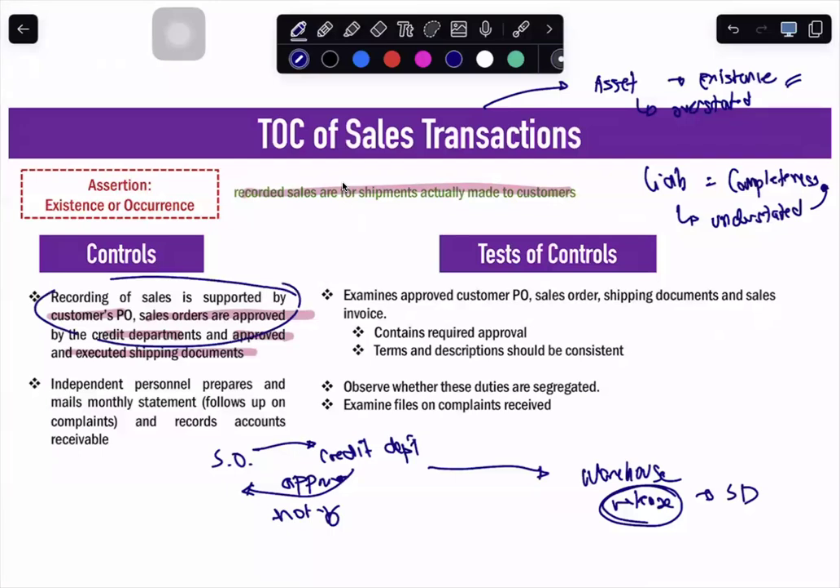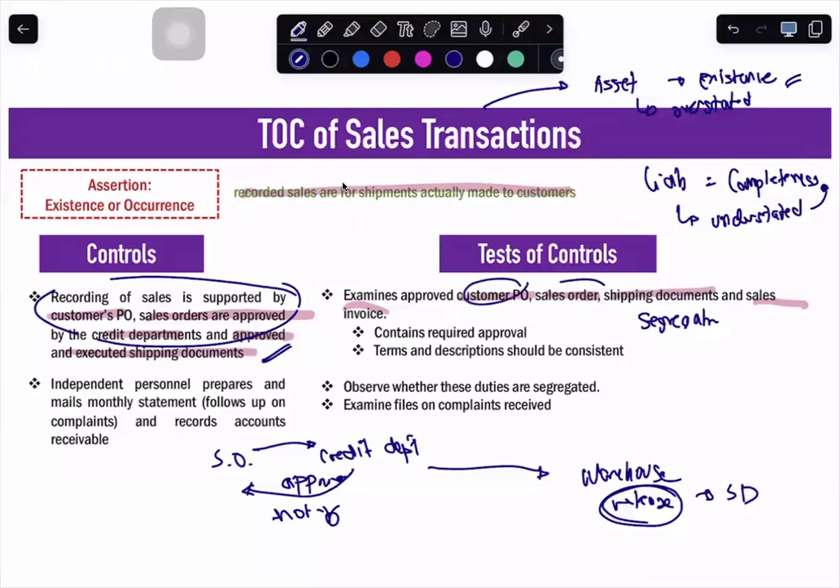So the whole process is also the whole control in place. So how do we test that particular control? We examine the customer PO, the sales order, the shipping documents, and the sales invoice. Why? We want to look into the segregation of duties. As you can see here, it is properly segregated.